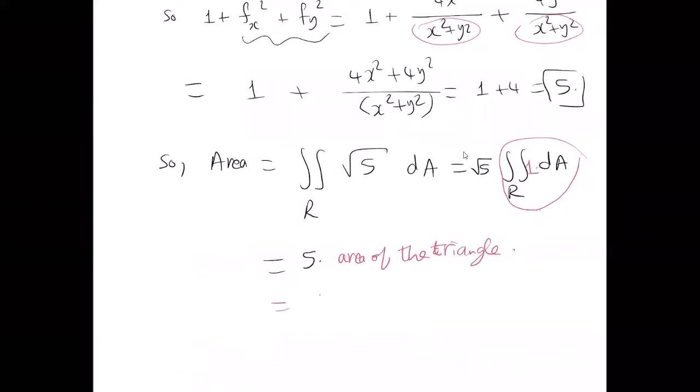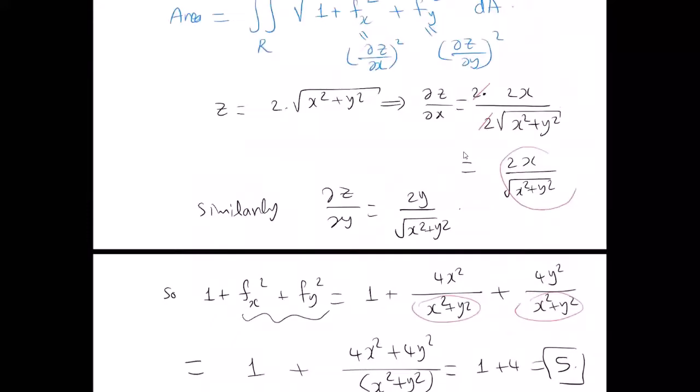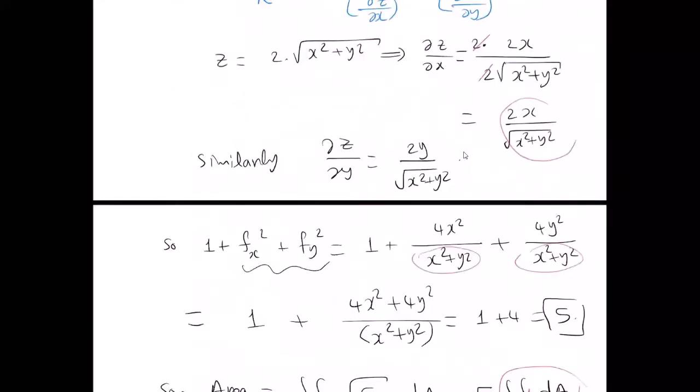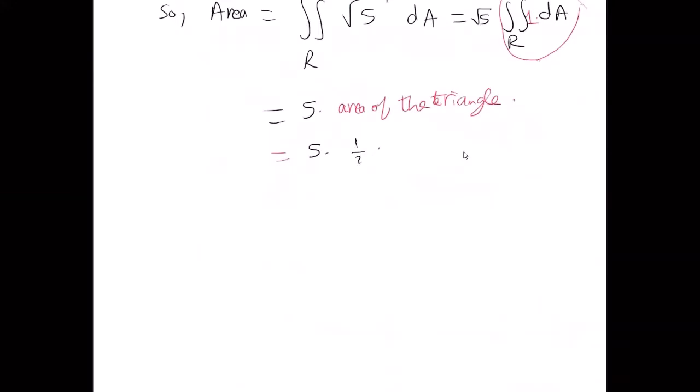which is base times height. Yes, exactly. This is the base, which is 5. This is the height, which is 4. So it's a half times 5 times 4. So it's something like this over 2. We get 10 root 5 units of area.